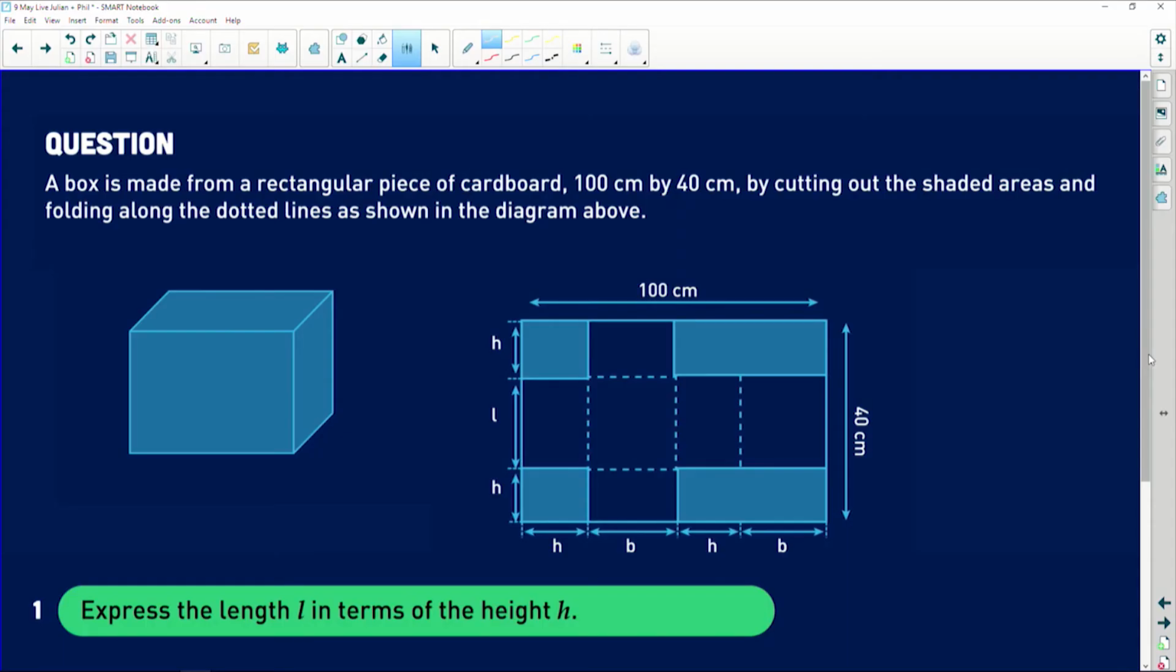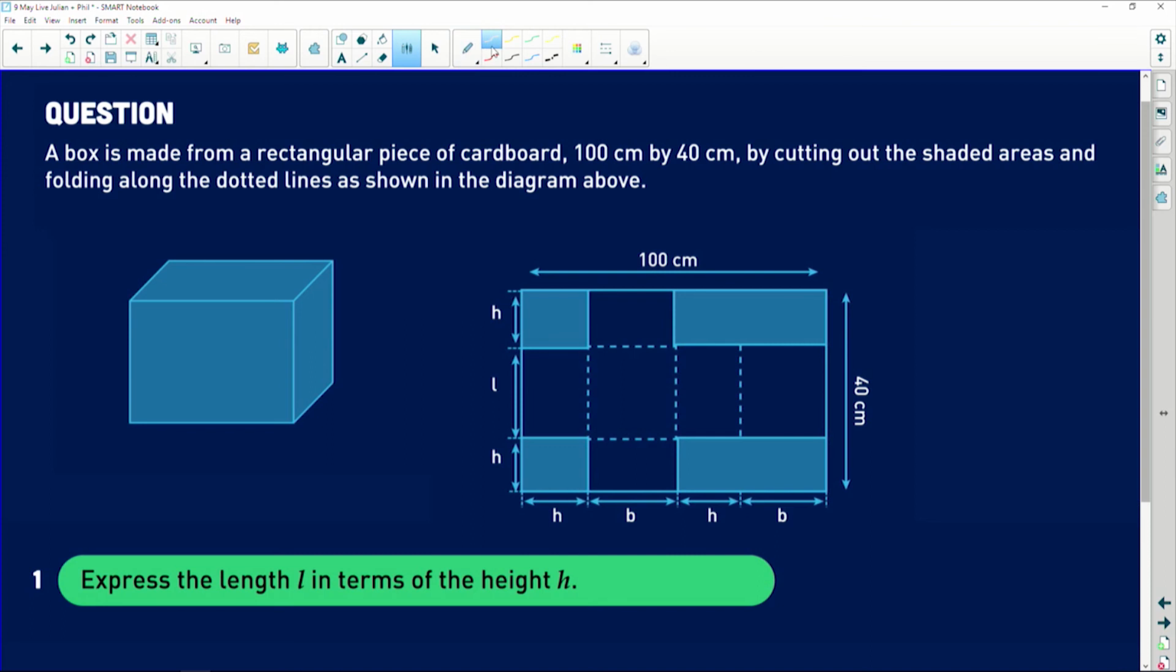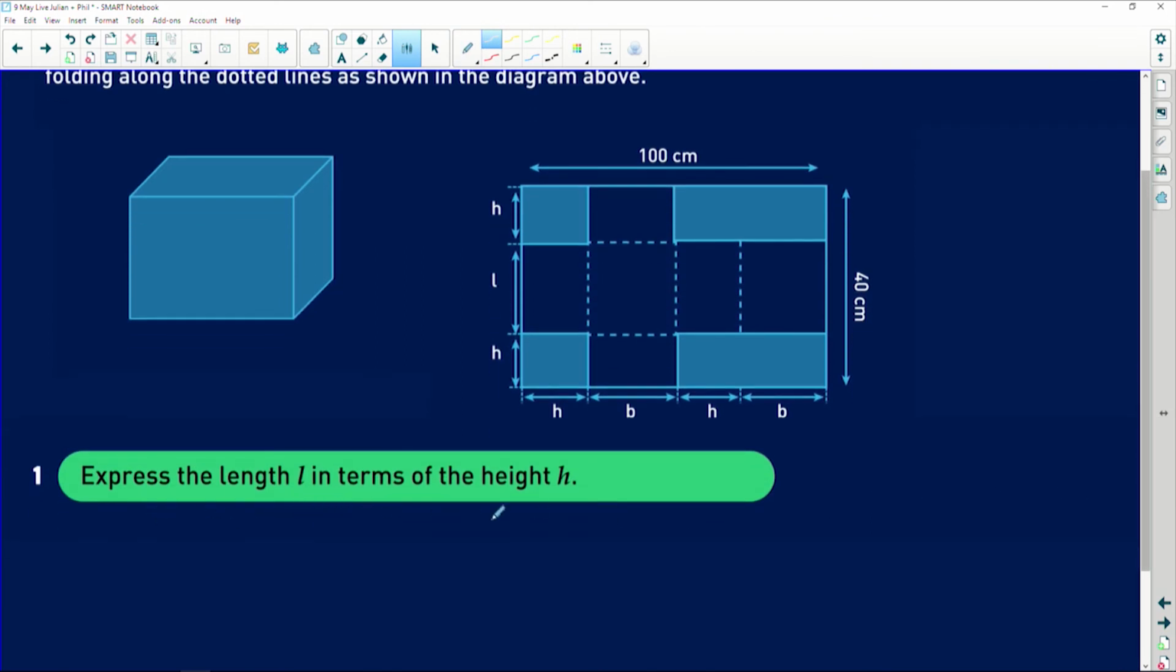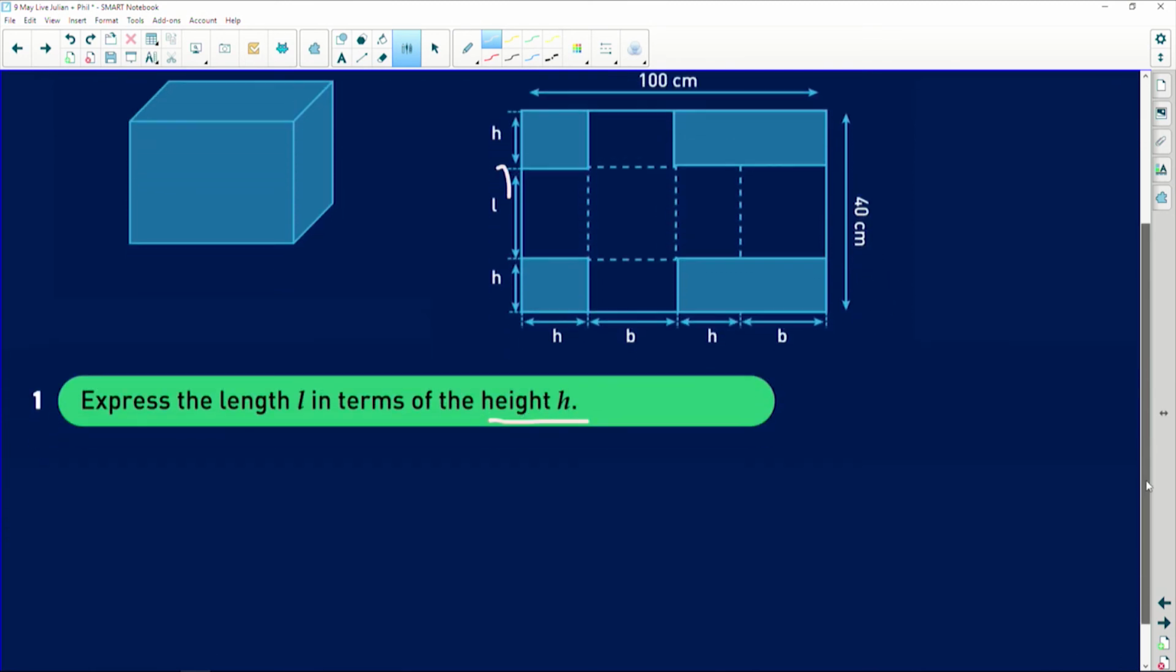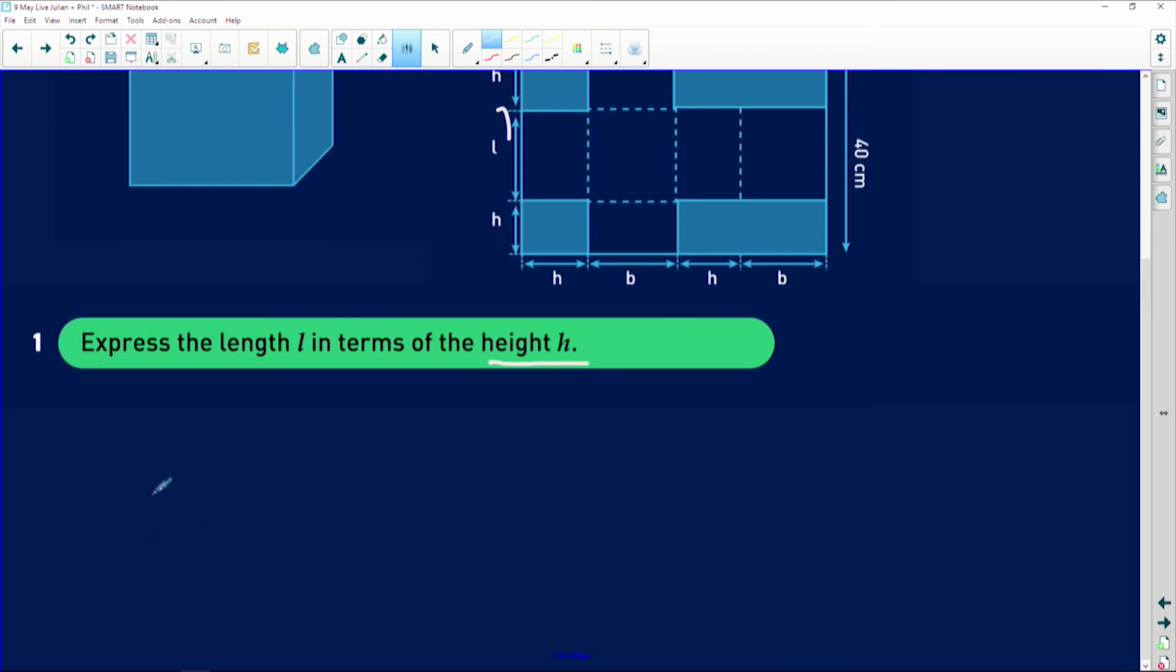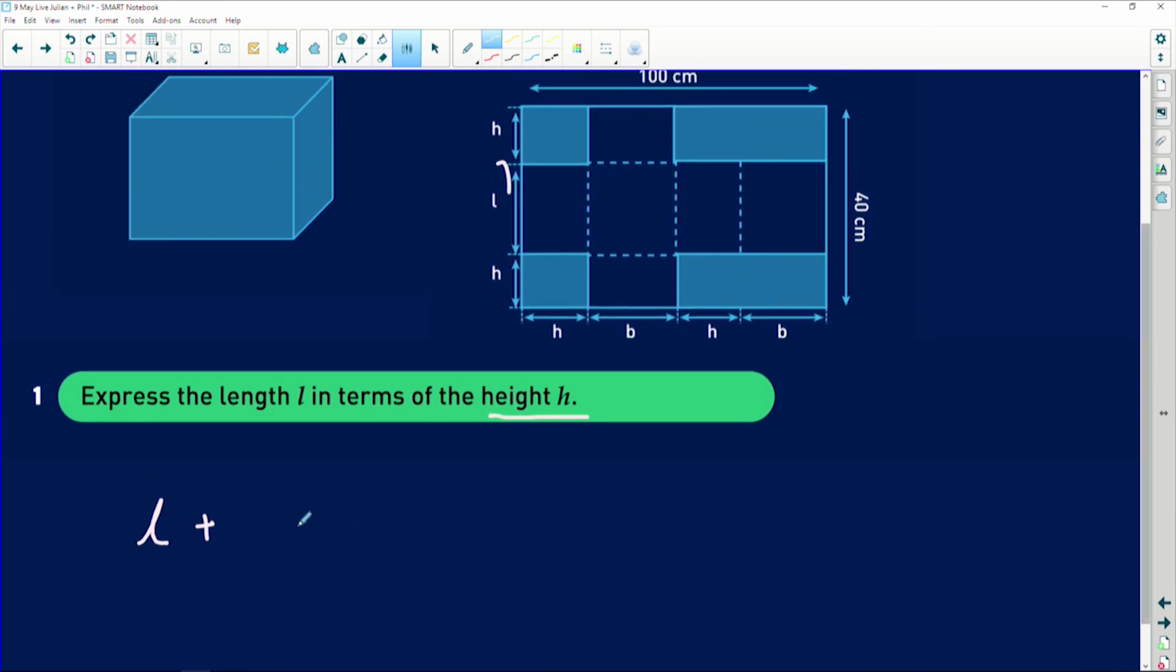So the first question says: express the length in terms of the height h. If we look at this diagram, we've got h, the length of my box, and another h, and the total length of this cardboard on the side is equal to 40 centimeters. So we can write an equation: L plus h and h again, which gives 2h, equals my total on the side, which is 40 centimeters.